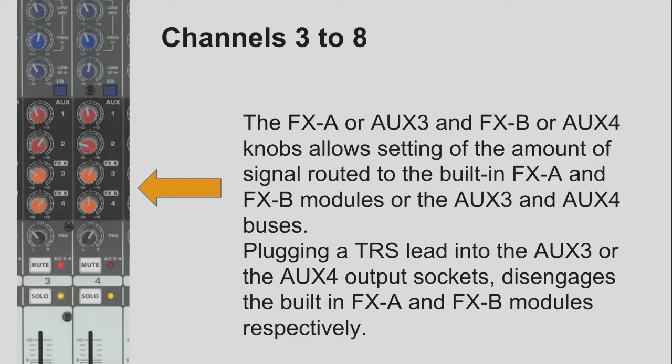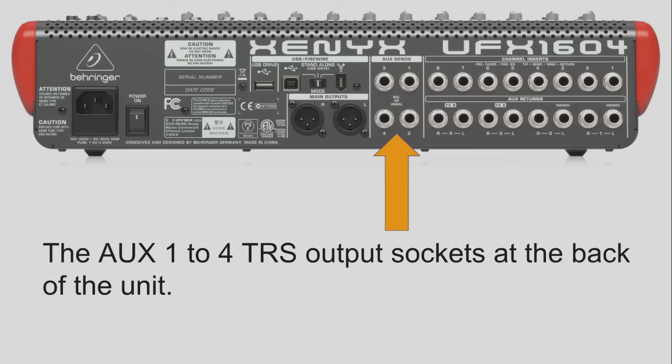I know I will get this question asked, and the answer is no. The outputs of FXA and FXB are only routed into the main bus. There are alternative ways of accessing the FXA and FXB outputs. I'll talk about them in a later video. And here are the auxiliary 1 to 4 TRS balanced output sockets at the back of the unit.